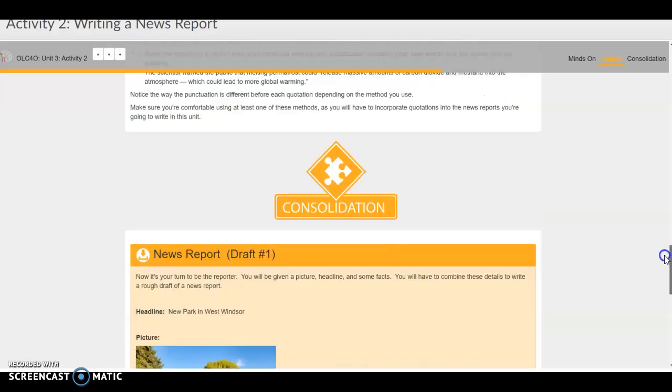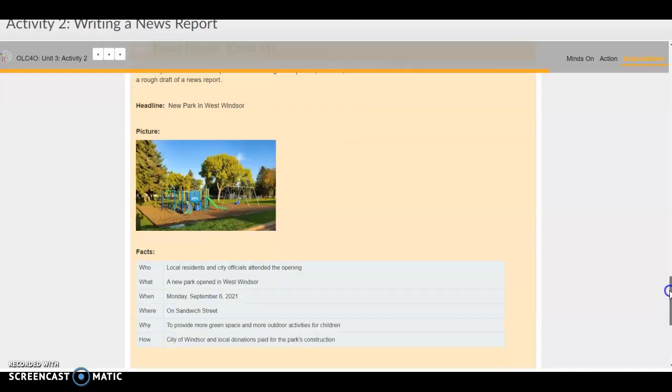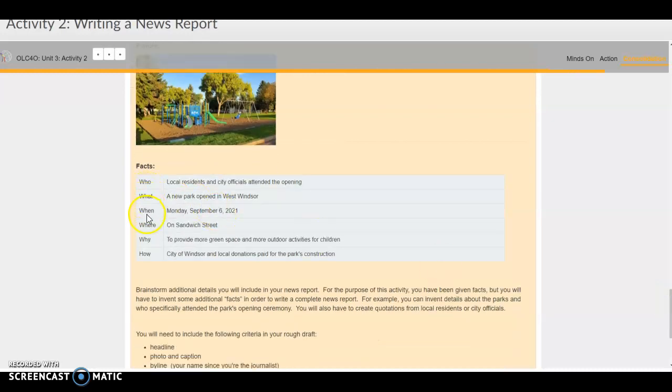With that said, that leads us to our consolidation, and it leads us to our first news report assignment. And so it says, now it's your turn to be the reporter. You will be given a picture, a headline, and some facts. You will have to combine these details to write a rough draft of a news report. So I've given you a headline, New Park in West Windsor. So that's our headline. I've given you a picture, okay? And then I've given you some facts. So the who, what, where, when, why, and how, right?